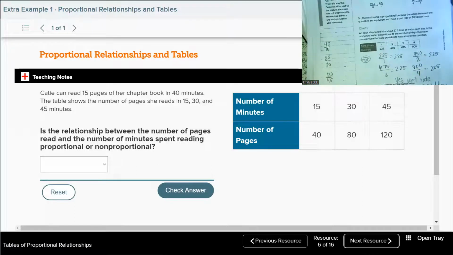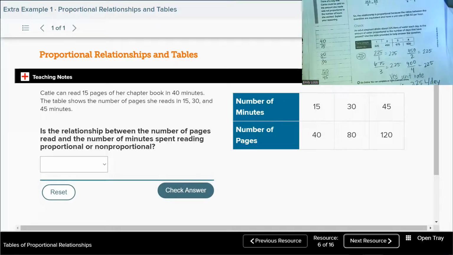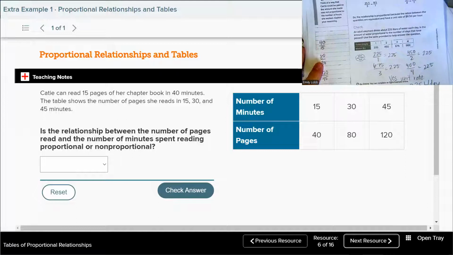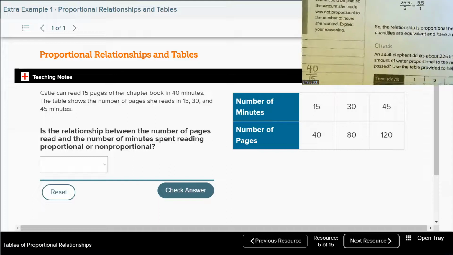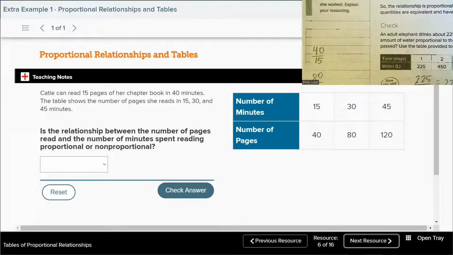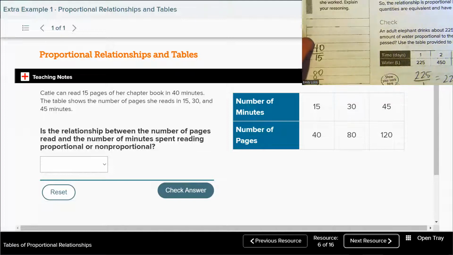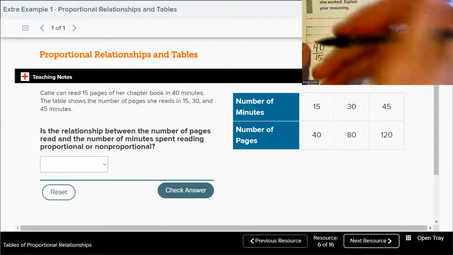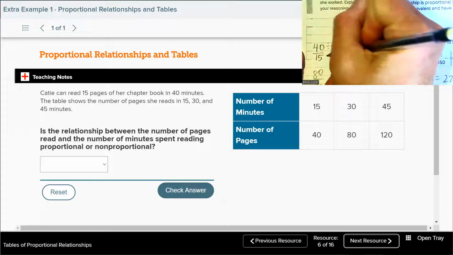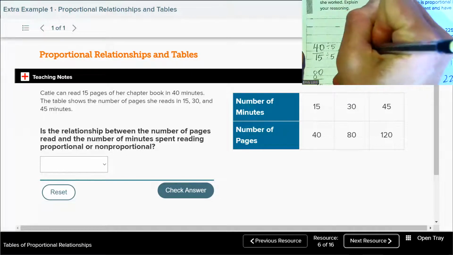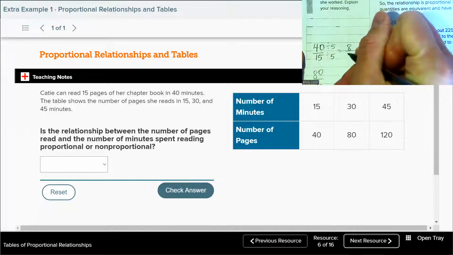What factor could we take out of all of these just to start? Guys, look at 40 and 15. What is the greatest common factor of 40 and 15? This is great review. 15 will not go into 40. What will go into something that ends in a 0 or 5? 5. So if I divide them both by 5, I have 8 and 3.